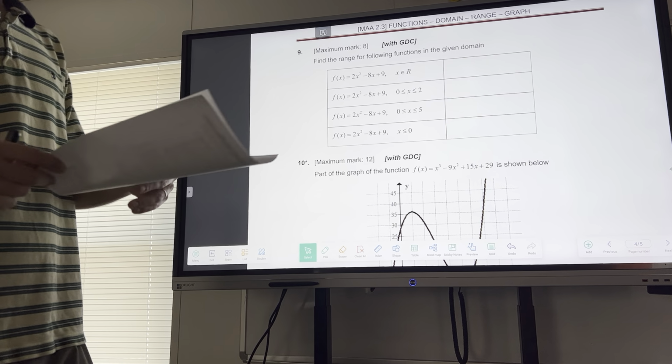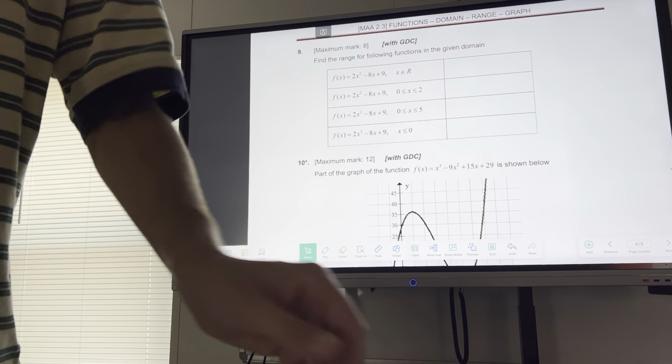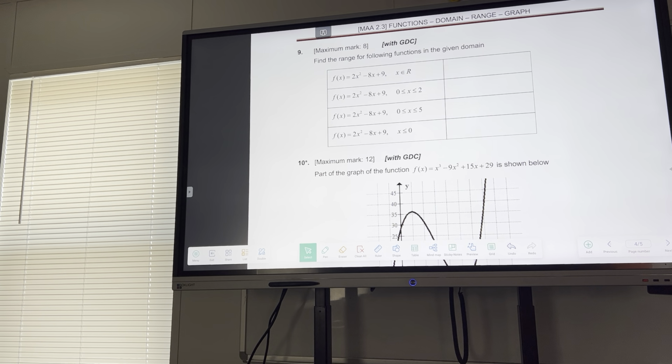Oh, much better. Okay, do we have a calculator? If we don't have calculators, we have options over here. Who needs a calculator? Raise your hand. 1, 2, 3, 4.